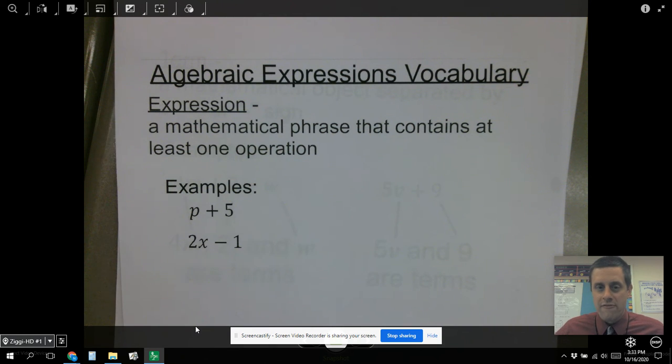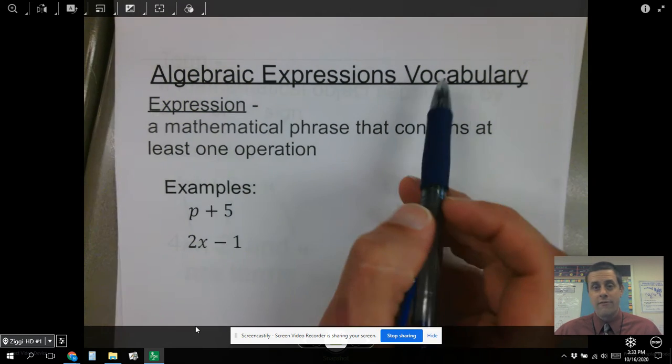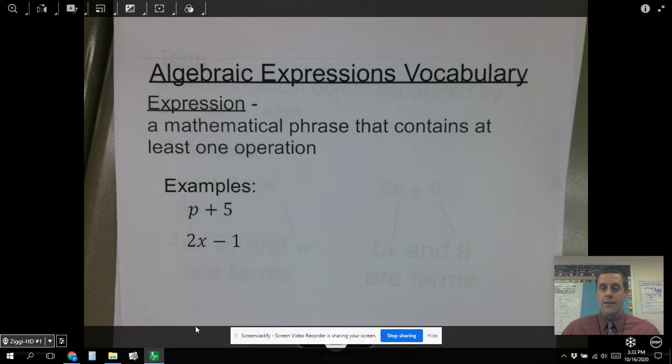Hey everyone, we finally made it. This is the official start to the algebra unit in 6th grade math. We're going to start with just a bunch of vocabulary, some new words that you're going to hear quite frequently, and I need you to understand what they mean.